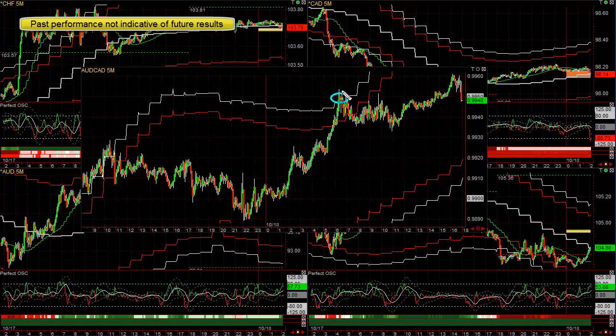When it hits the outer bands, it runs out of steam. So if you bought this next pullback right here, well, guess what? You made the most of the profit because you know it's likely to reverse. And you're probably not as likely to buy this because your potential profit is only this.